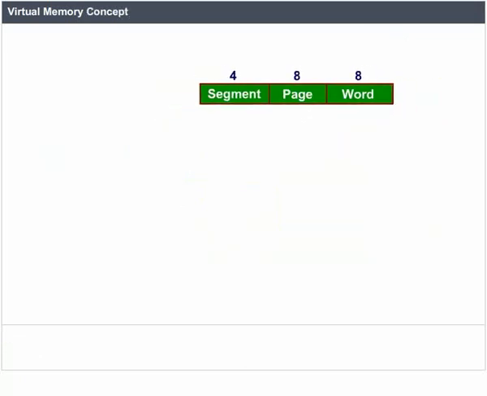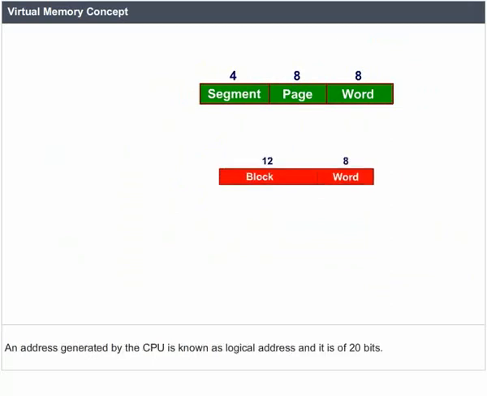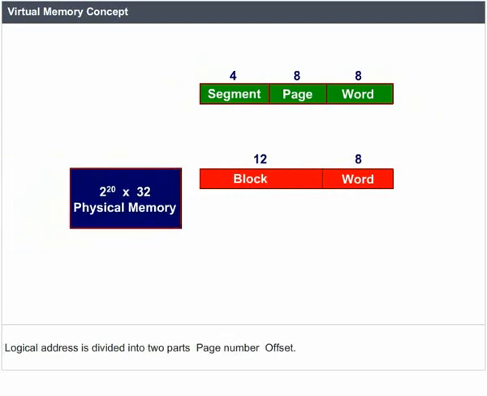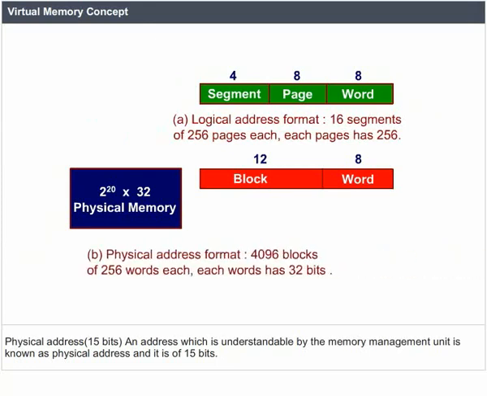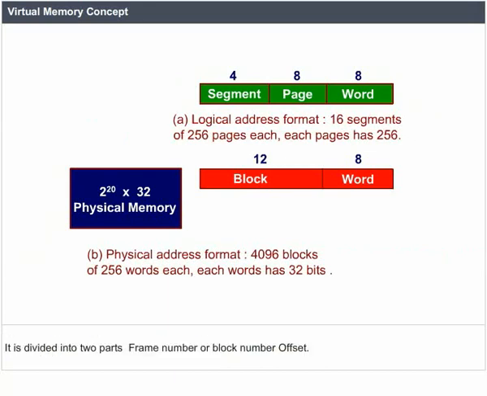Virtual memory concept. Virtual address or logical address, 20 bits. An address generated by the CPU is known as a logical address and it is of 20 bits. The logical address is divided into two parts, page number and offset. Physical address, 15 bits. An address which is understandable by the memory management unit is known as a physical address and it is of 15 bits. It is divided into two parts, frame number or block number, and offset.